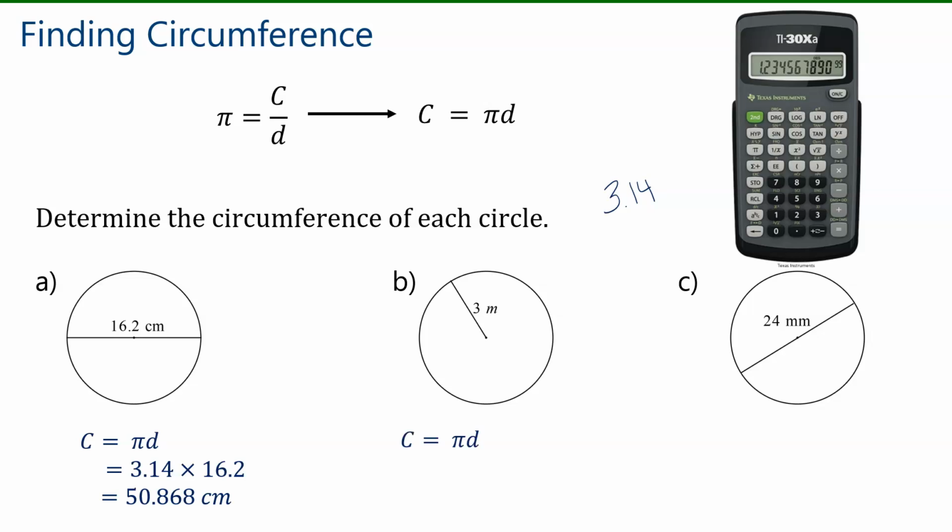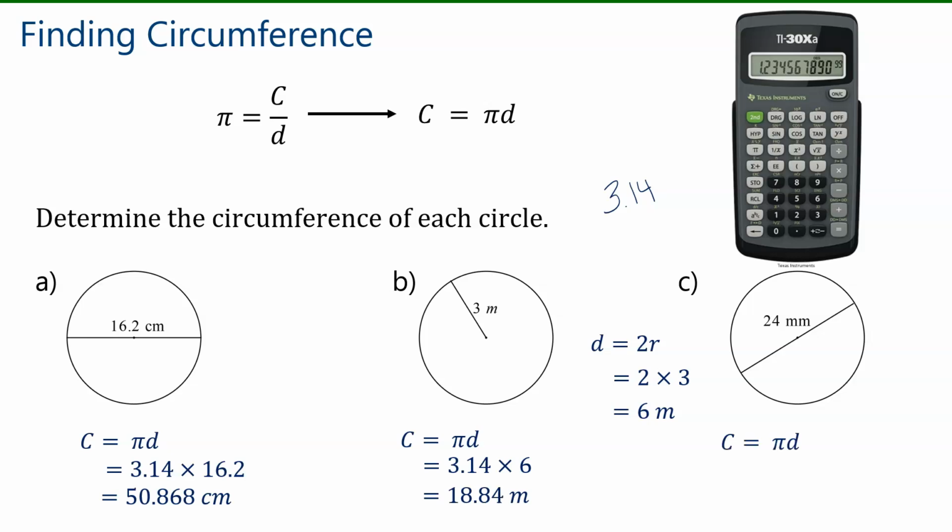Now for B, I can't replace D with 3 because 3 is actually the radius, not the diameter. So let's go ahead and find the diameter. The diameter is twice the radius. So 2 times 3 gives me 6 as the diameter. So now I can multiply 3.14 times 6 to give me 18.84 meters as the circumference.